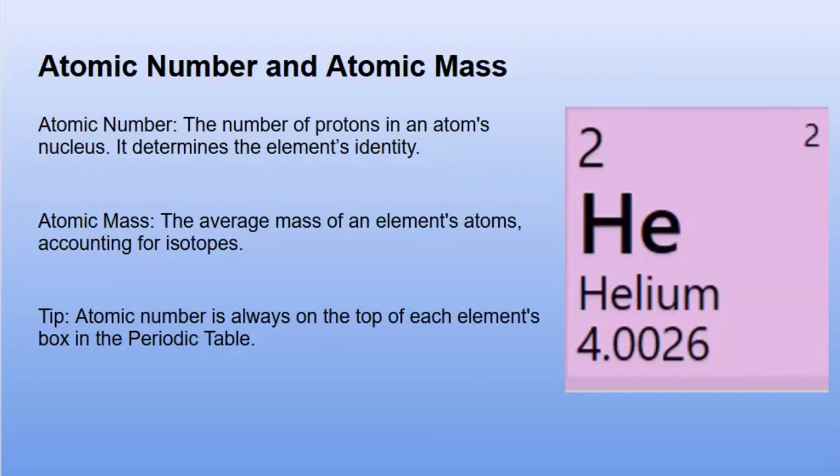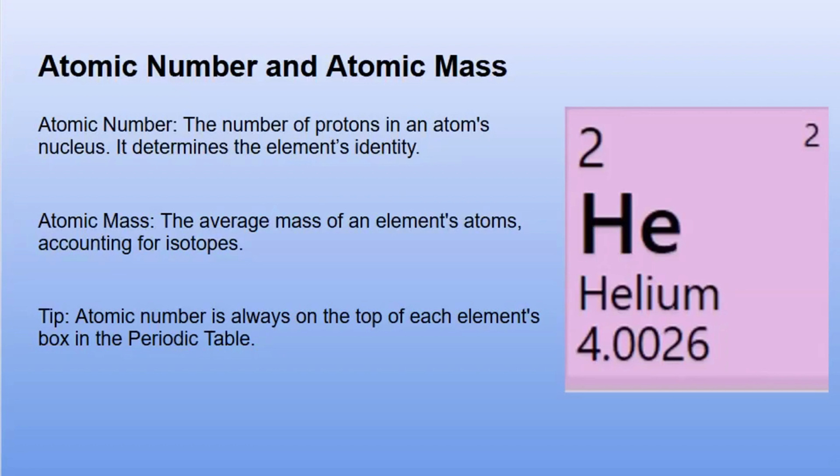First up, let's talk about two key properties that define every element on the periodic table: atomic number and atomic mass. Atomic number. This is the number of protons in an atom's nucleus. The atomic number is crucial because it determines the identity of an element. For example, if an atom has 6 protons, it's carbon, no question about it. Every element has its own unique atomic number, and that's how we classify them on the table.